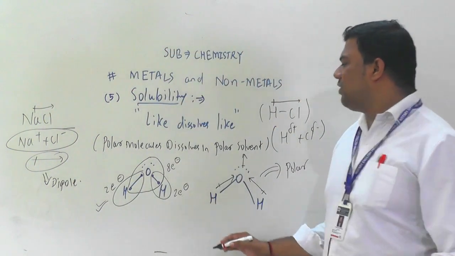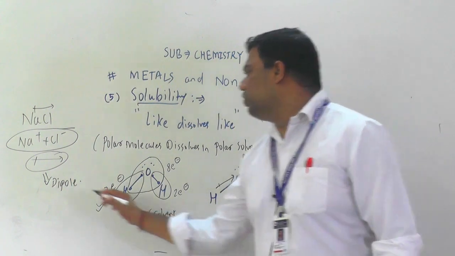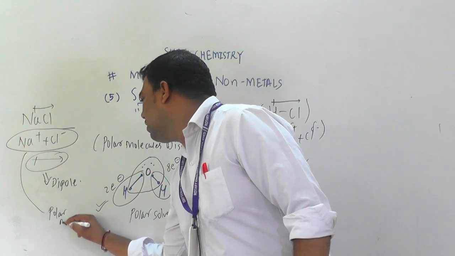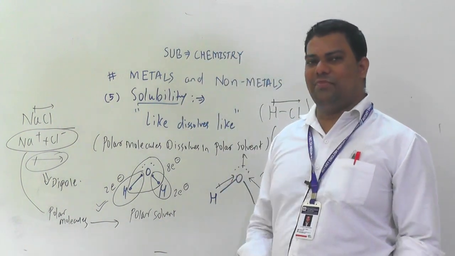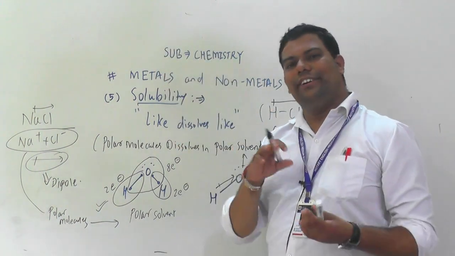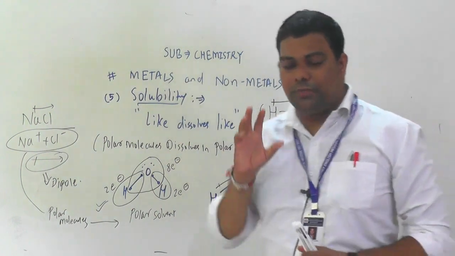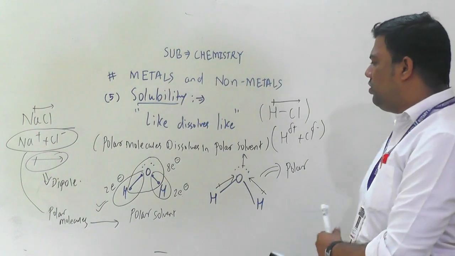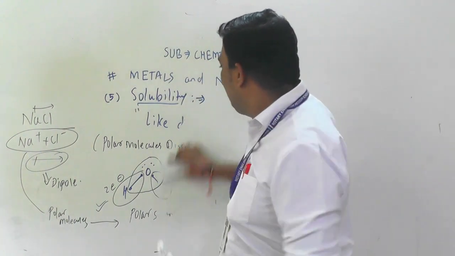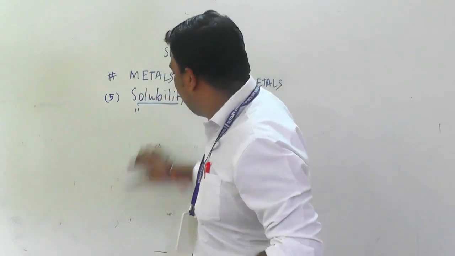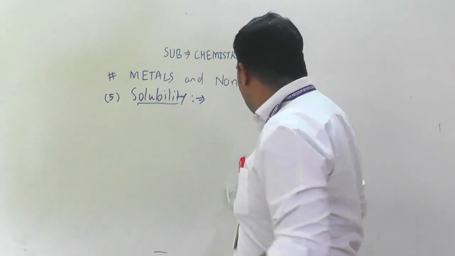Okay, so whatever polar molecules dissolve in, these are polar solvents. So this NaCl, beta, is a polar molecule. So polar molecules dissolve in polar solvents. Means like dissolves like: polar molecules dissolve in polar solvents, and non-polar molecules dissolve in non-polar solvents. Understood? So basically this is important, which one is a polar solvent and which is a non-polar solvent. I hope you understood all this. Revise this, and if you have any doubts, you can say it. I will definitely explain to you. Polarity and non-polarity are very important, and we will study this more in higher standards also.